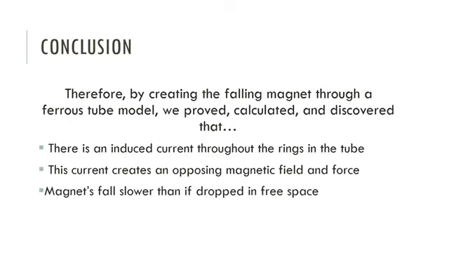Therefore, by creating the falling magnet through a non-ferrous tube model, we proved, calculated, and discovered that there is an induced current through the rings in the tube. This current then creates an opposing magnetic field and force that acts on the magnet, slowing it down more than if it were dropped in free space.